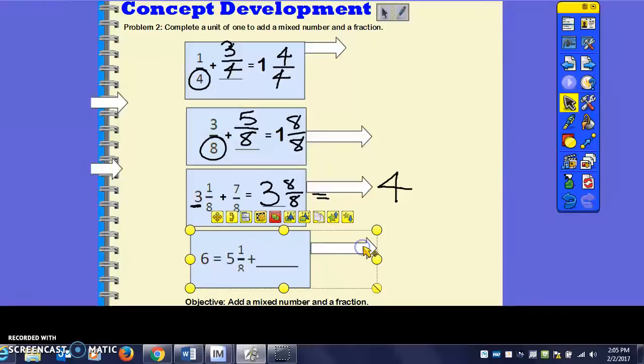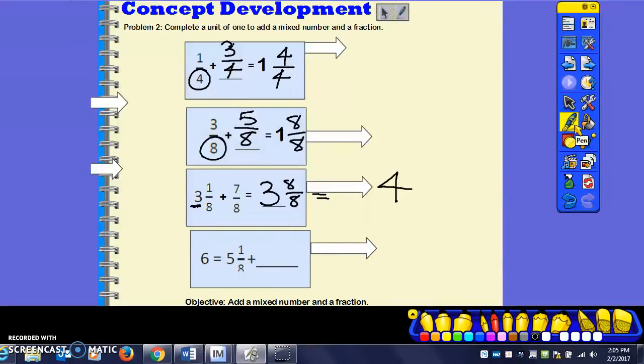One more. This is a little bit harder. You can erase your boards. 6 is equal to 5 1/8 plus what? So what do I need to add to get to 6 wholes?